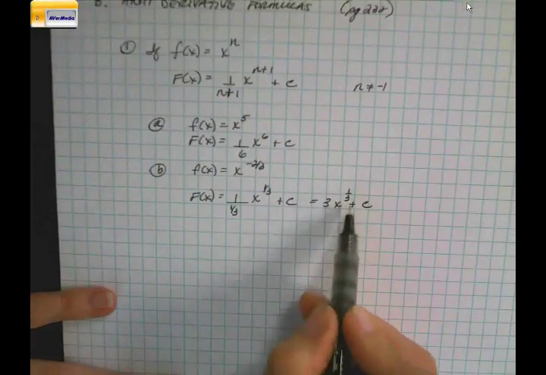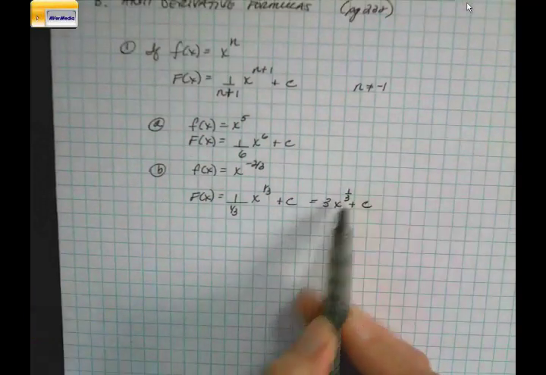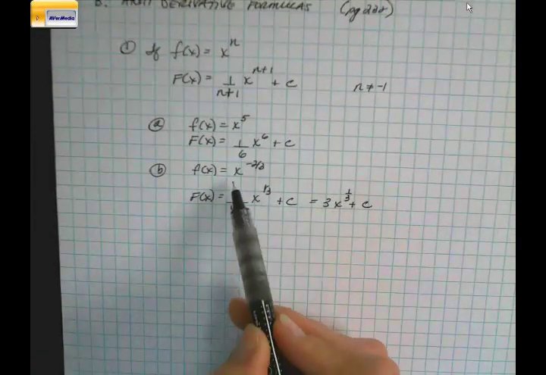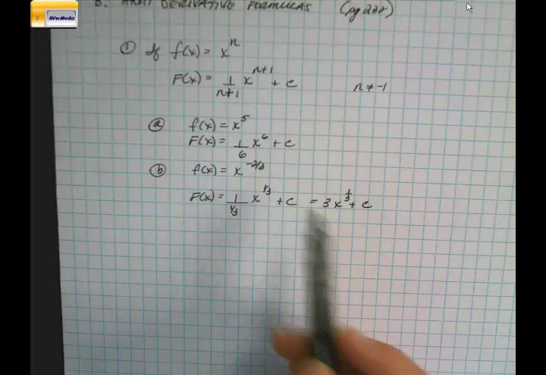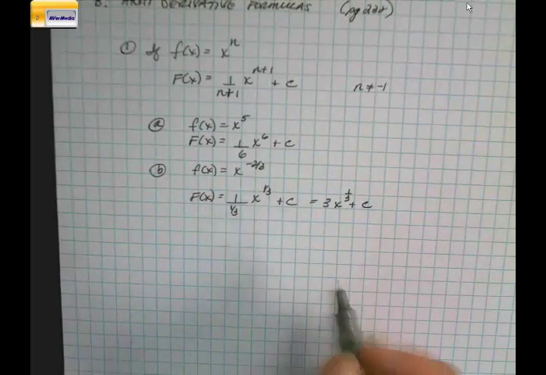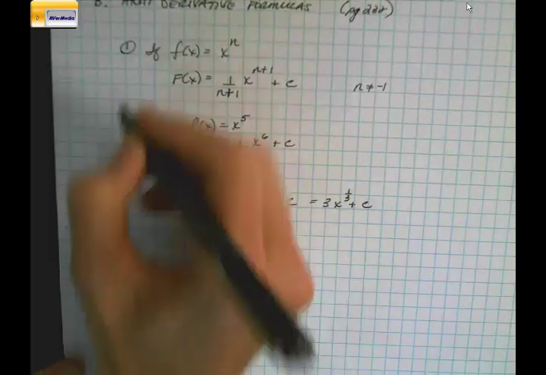And you could check it. What if you took the derivative of this? If you took the derivative, it'd be 1/3 times 3, which is 1, x to the 1/3 minus 1, which is negative 2/3. 1x to the negative 2/3. So you can take the derivative and reverse the direction, and check your answers very carefully.